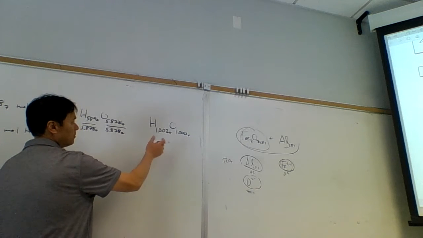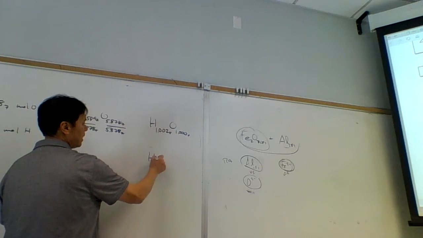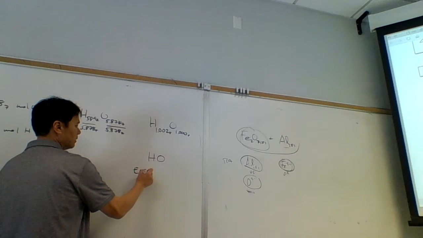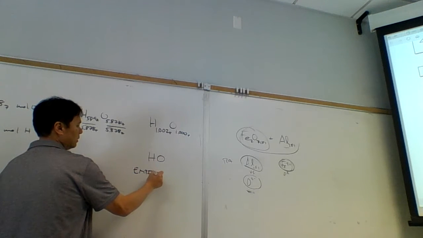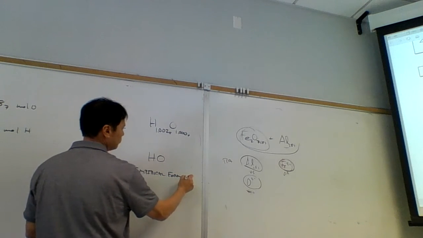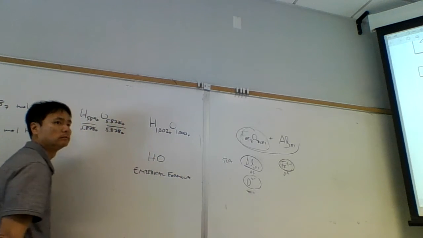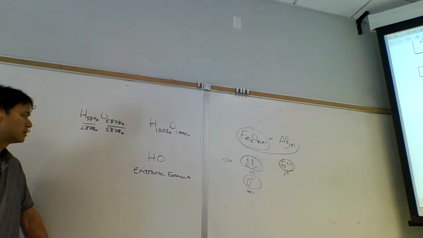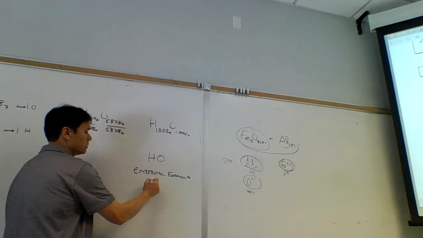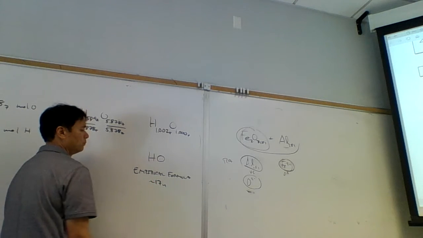And then we simplify this. This is going to be HO. This is what we call the empirical formula. How much would an empirical formula unit weigh? How much does this weigh? 17 u. So this is going to be about 17 u.